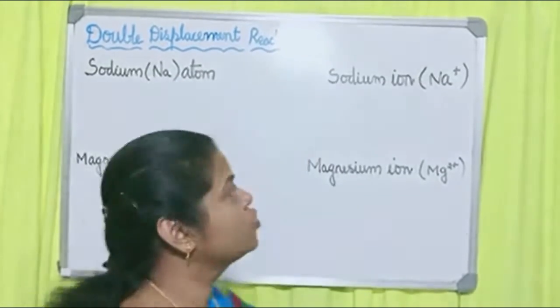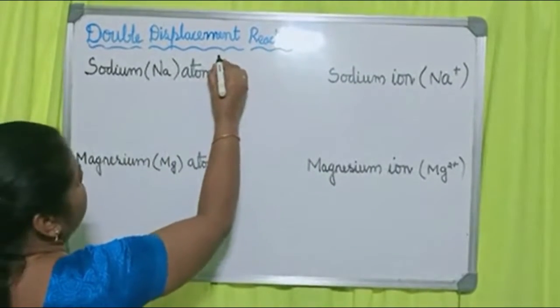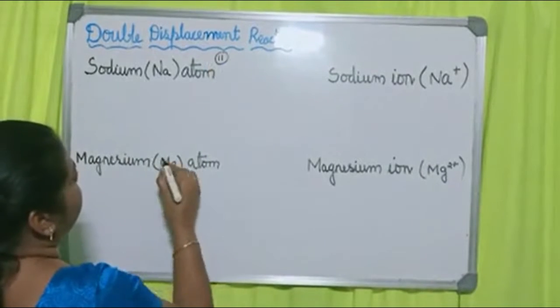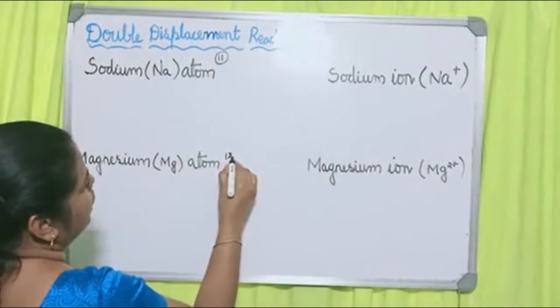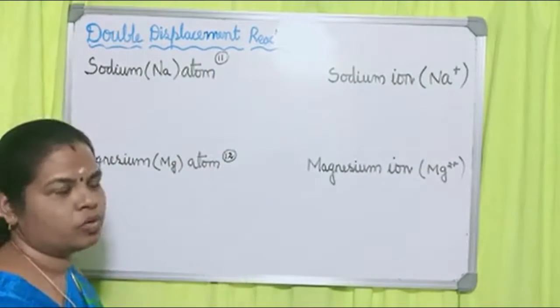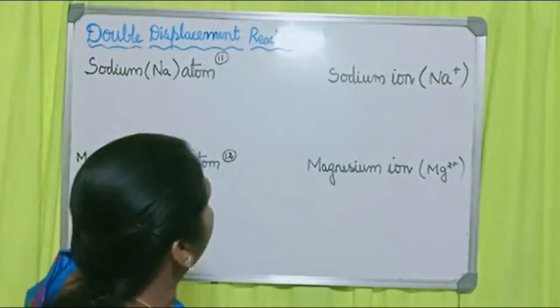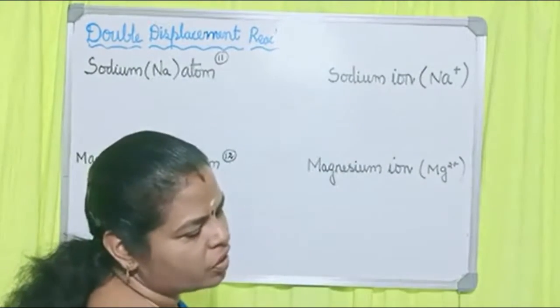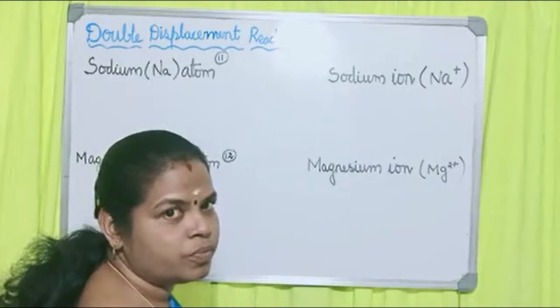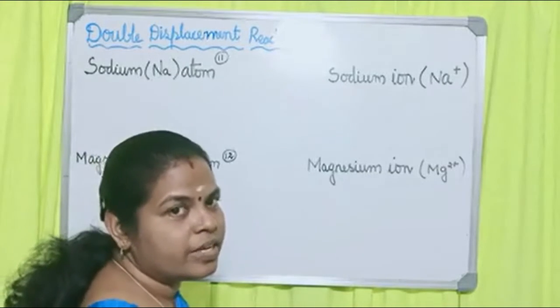Now see, sodium atomic number is 11. Magnesium's atomic number is 12. These two examples we'll see. These two are metals. Metals will always have a tendency to lose electrons. They will give electrons.